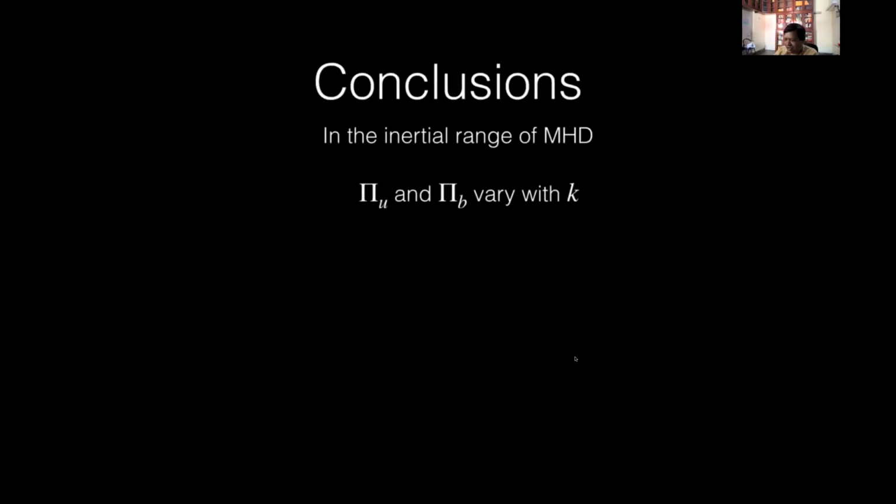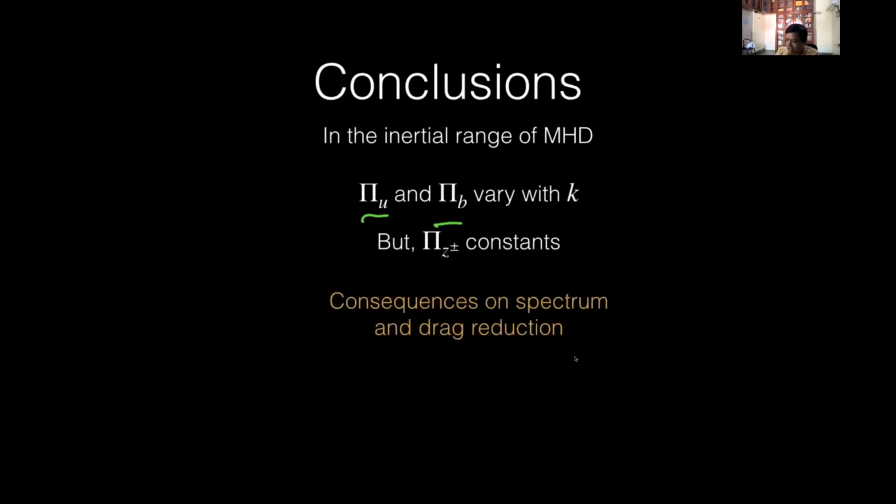Now, in summary, pi U and pi B vary with K in MHD, but pi Z plus and pi Z minus are constant in K. Now, consequences on the energy spectrum and the drag reduction.